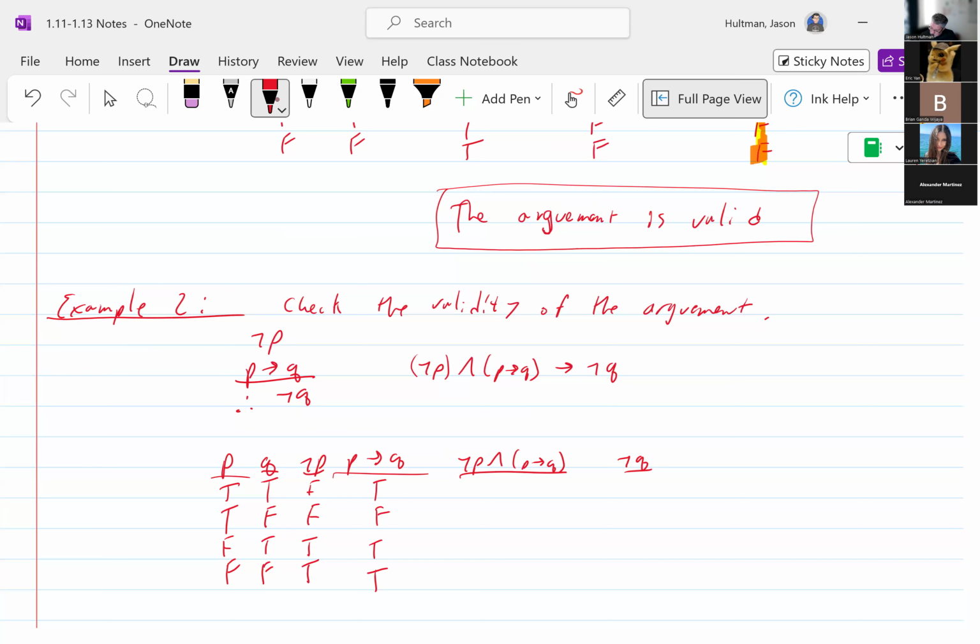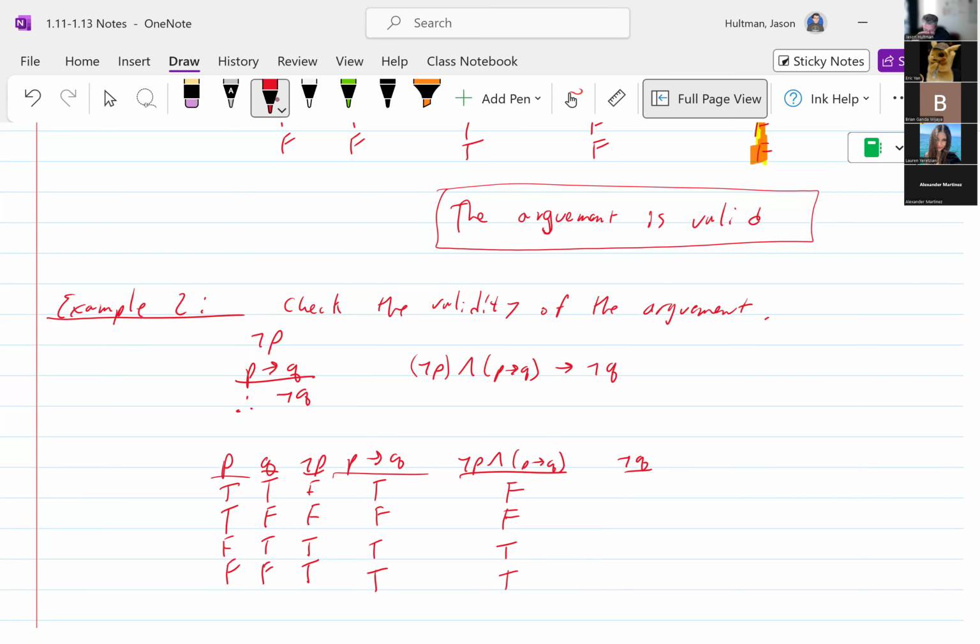Combining these two, okay, the not P and the P goes to Q, that's going to be a false. That's going to be a false. That's going to be a true. And that's going to be a true. I believe. Let me think about this for a second. P goes to Q is true, false. Yes, I like that. True, false, true, true. Okay, and then false, false, true, true. So that's a true and that's a true. I think it's the same. Okay.